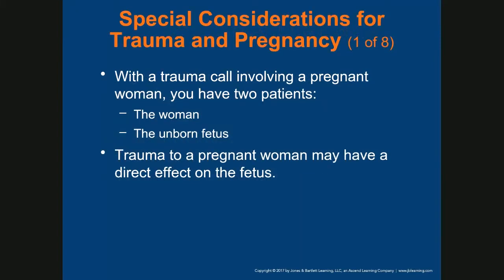All right, now special considerations for trauma and pregnancy. With a trauma call involving a pregnant woman, you have two patients. You have the woman, you have the unborn fetus. Trauma to a pregnant woman may have a direct effect on the fetus, right? So it can have a direct effect, it can have an indirect effect. So that area can be directly damaged, or the mother, based on the injuries that the mother received, her body's going into shock, tries to protect her, so it diverts whatever supply is feeding the fetus to her to keep her alive.